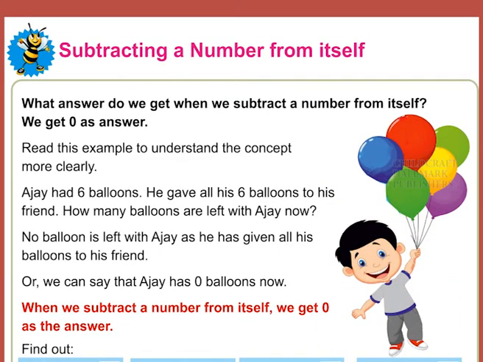Subtracting a number from itself. What answer do we get when we subtract a number from itself? We get 0 as answer. Read this example to understand the concept more clearly. Ajay had 6 balloons. He gave all his 6 balloons to his friend. How many balloons are left with Ajay now? No balloon is left with Ajay as he has given all his balloons to his friend. Or we can say that Ajay has 0 balloons now. When we subtract a number from itself, we get 0 as the answer.